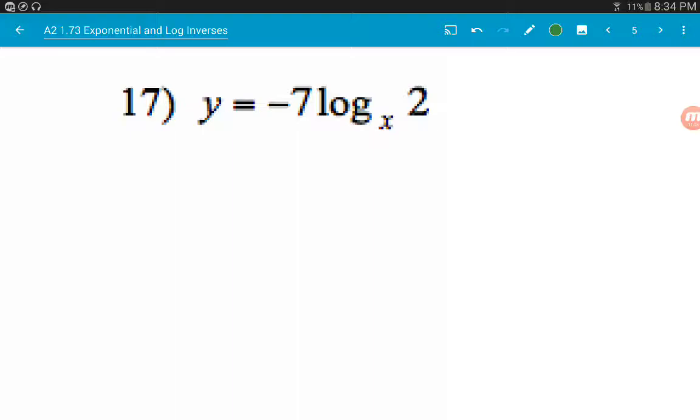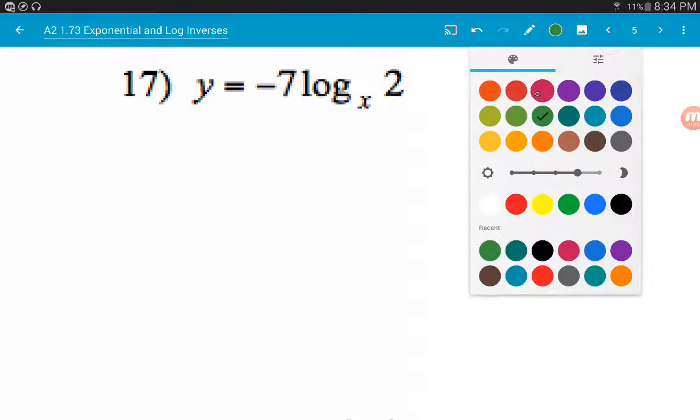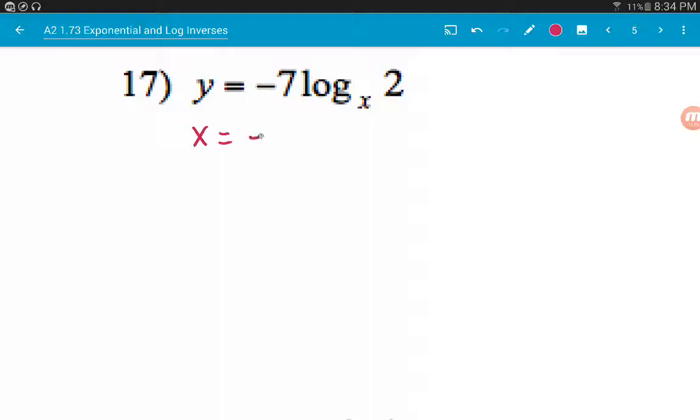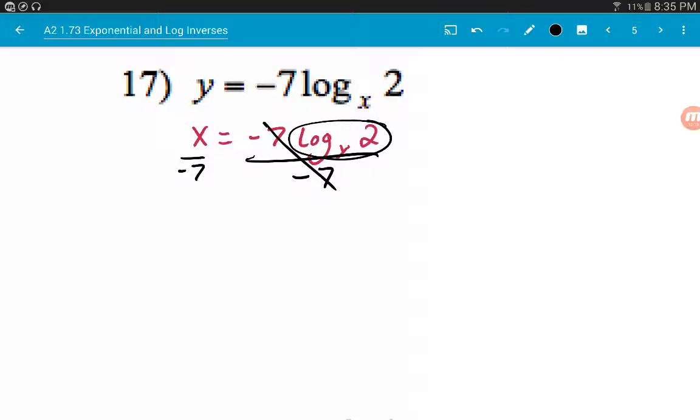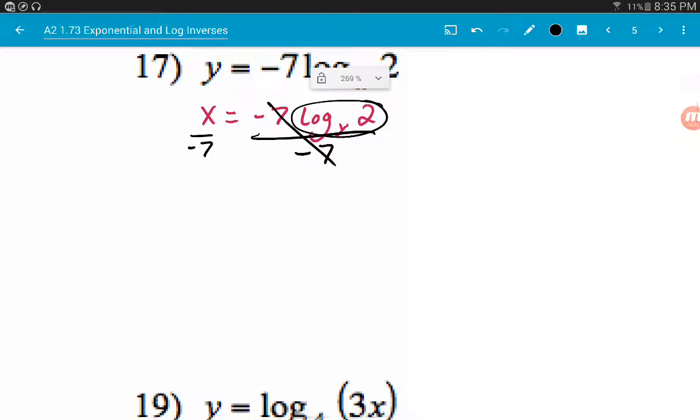Now, I'm going to want to switch x and y first for 17, because we want the inverse. So I get x is equal to negative 7 log base y of 2. Now I want to isolate the log, so I'm going to divide off the negative 7, divide by negative 7 on both sides. Those cross out. I'll rewrite it the other way: log base y of 2 is equal to x over negative 7.